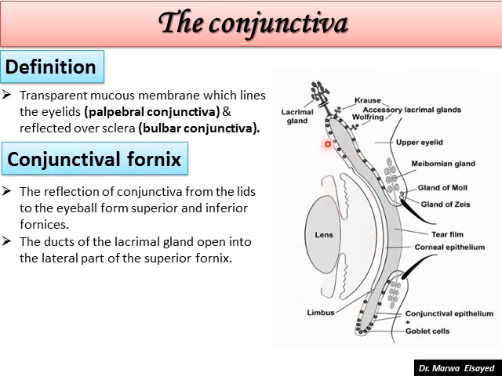In the superior fornix of the conjunctiva, mainly in the lateral part of this fornix, there is the opening of the lacrimal gland, as we will discuss in the following lecture.